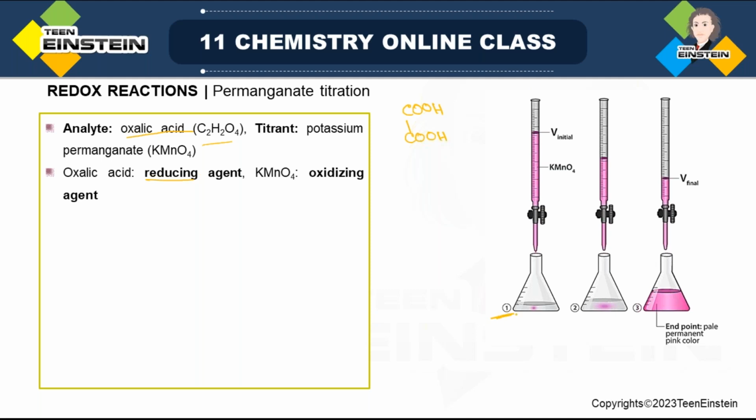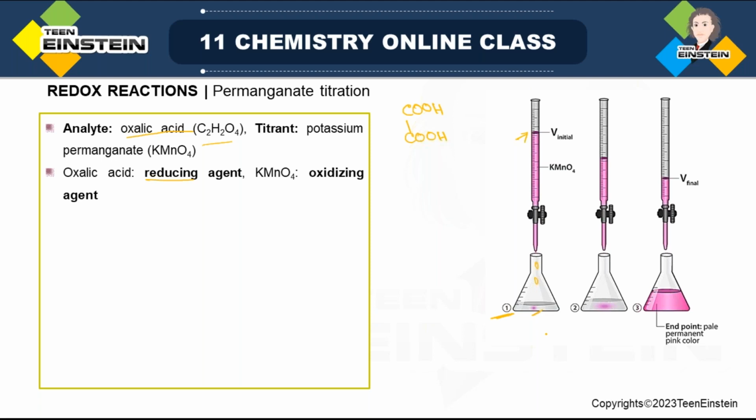Look at the first picture. KMnO4 you have taken in the burette. Its solution is purple color. From the reading you can understand what is the initial volume and how many ml you have taken, and in the conical you have the oxalic acid solution. Now you are adding KMnO4 drop wise. When the first drop is added, you will be able to see some purple color.